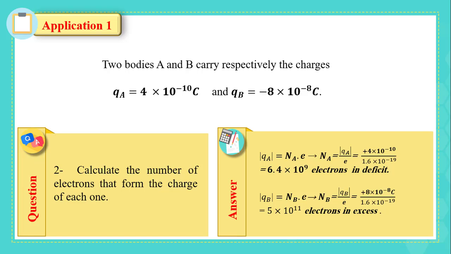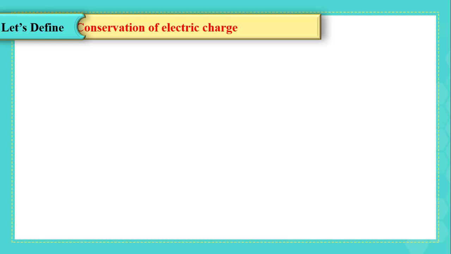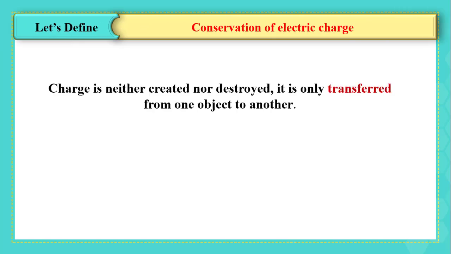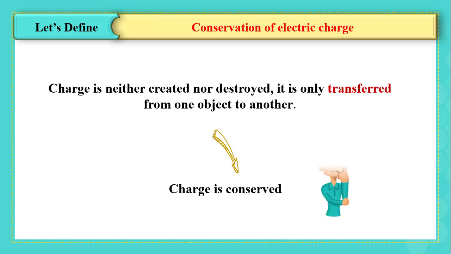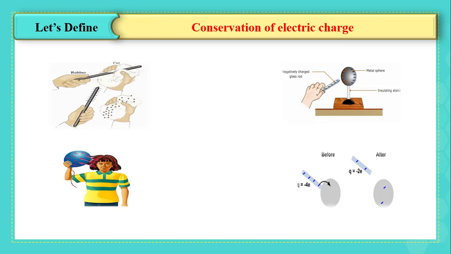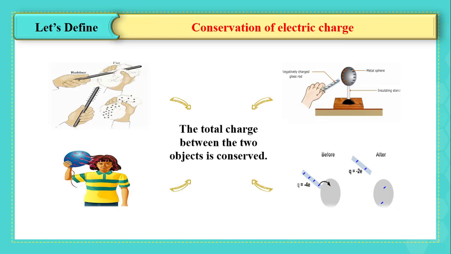Now, let's define the conservation of electric charge. Charge is neither created nor destroyed, as we have explained before. It is only transferred from one object to another. So charge is conserved. During electrification, all charges are transferred or distributed between the two objects. So, according to the conservation of charge, the expression will be Q before equal Q after.